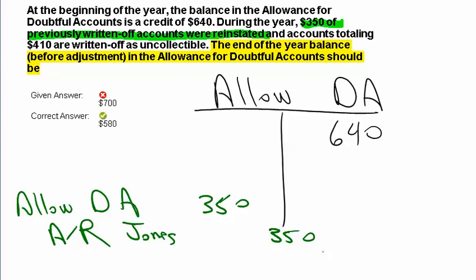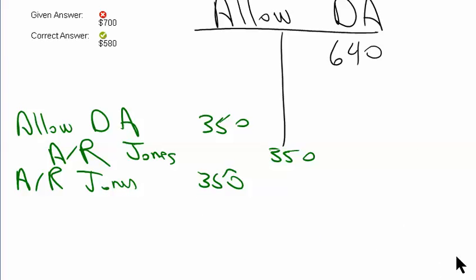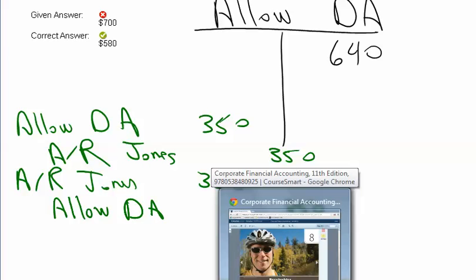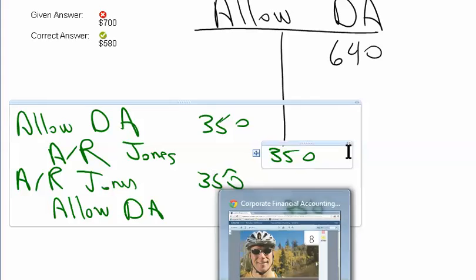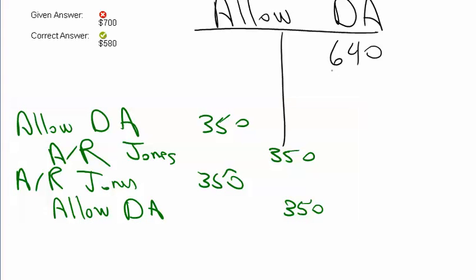Now we find out that Jones is going to pay us. Jones says, look, I'm sorry I couldn't pay you before. I still am going to pay you. I'm going to be sending you a check. So we have to reverse that write-off because we're going to collect it. Our journal entry to reverse that is going to be just the opposite. We're going to debit accounts receivable Jones for $350, and we're going to credit the allowance account for $350.